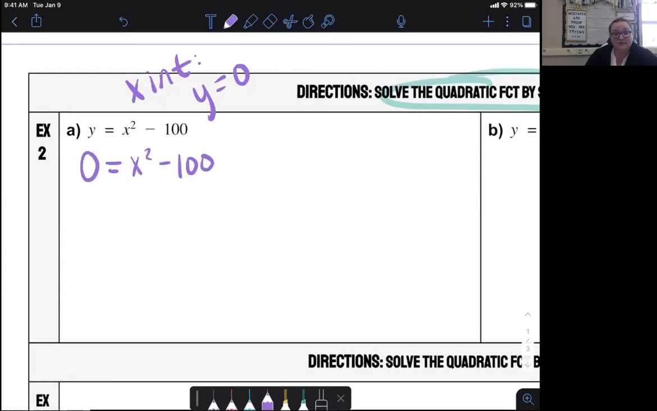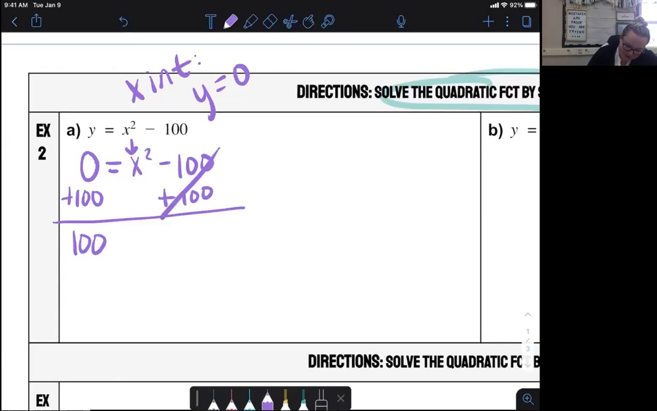Now solve for x. So we solve for x in the same way we would a regular equation. We want to isolate it. So x is being squared here. I want to isolate this x squared. To do that, I'm just going to add 100 to both sides. That way, negative 100 plus 100 becomes 0, or it cancels. 0 plus 100 is 100, so 100 is equal to x squared.